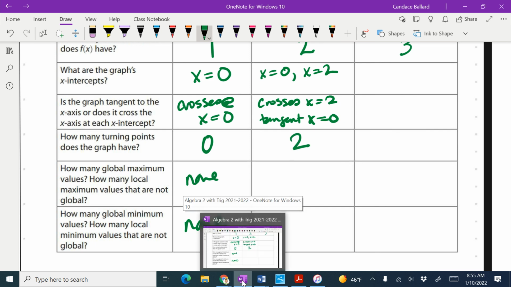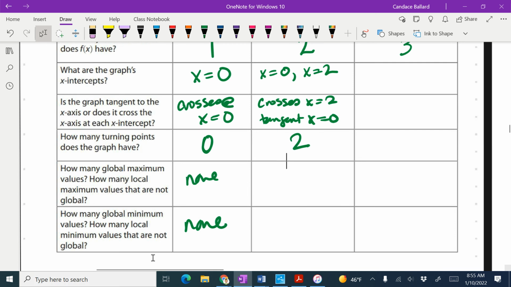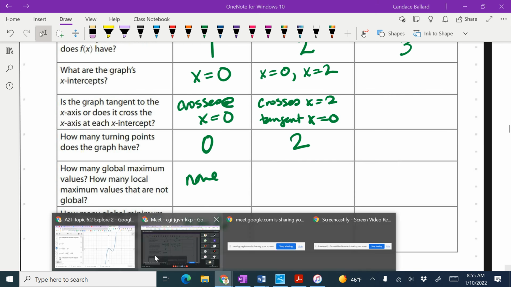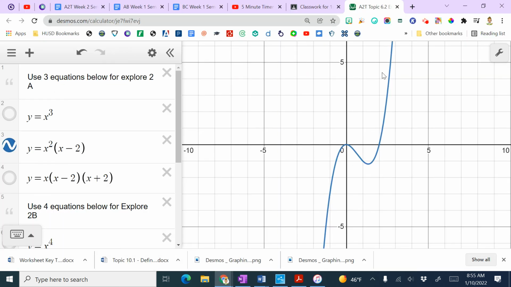Then it's asking how many global max, global min, local max, local min. All right, so global means it has to be the highest. Let's just talk global, both max and min for a second. The highest, isn't it going to infinity? And the lowest isn't going to negative infinity. So it doesn't have any global or absolutes. As far as locals go, isn't that one a local or relative max? And this is a local or relative min.